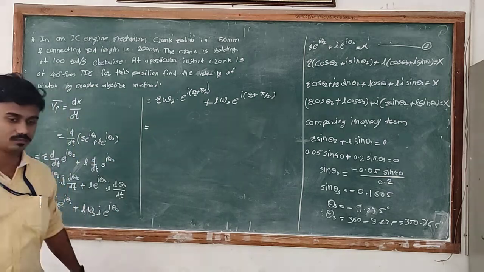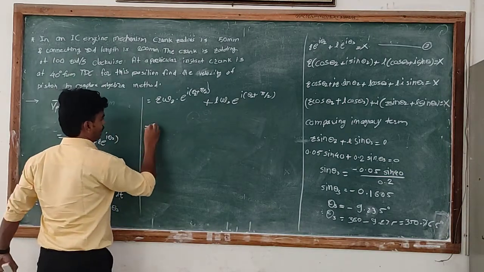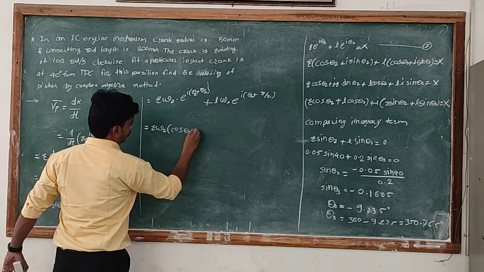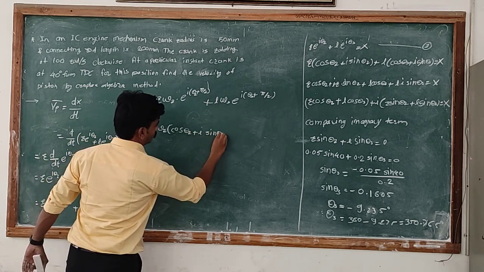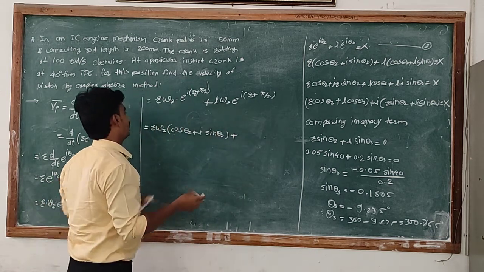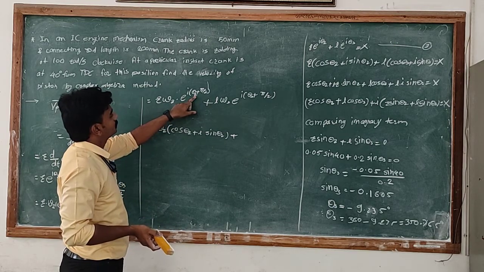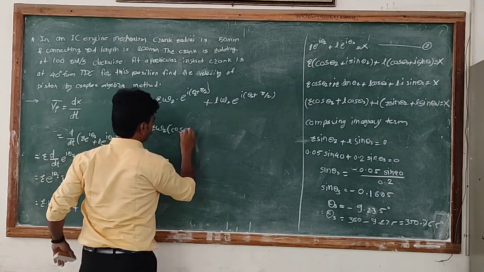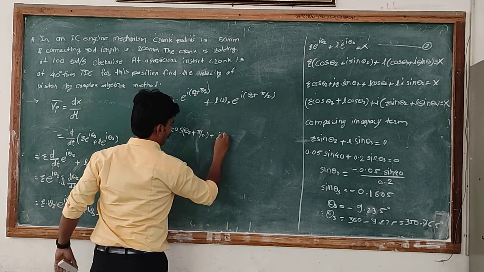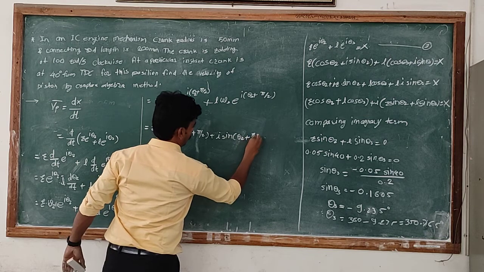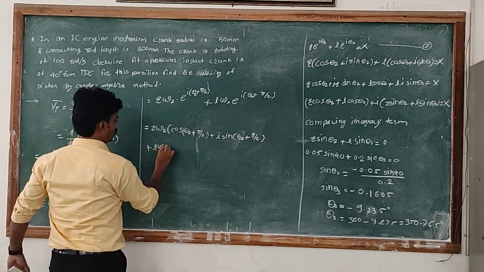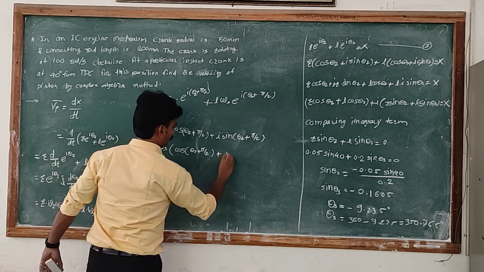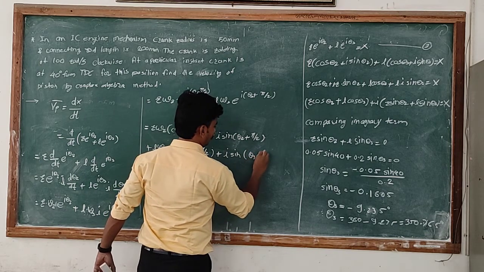So if we write in terms of x and y, r into omega 2 into cos of (theta 2 plus pi by 2) plus i into r into sin of (theta 2 plus pi by 2), plus L into omega 3 into cos of (theta 3 plus pi by 2) plus i into sin of (theta 3 plus pi by 2).